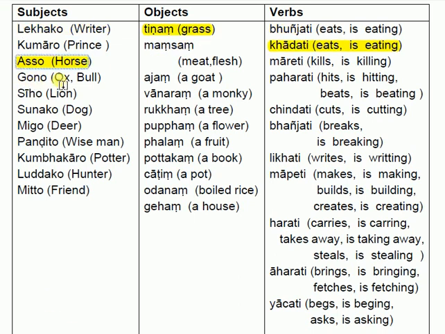Let's take another example. Asso, horse. Tinang, grass. Khadati, eats or is eating. Asso tinang khadati. Horse is eating grass.